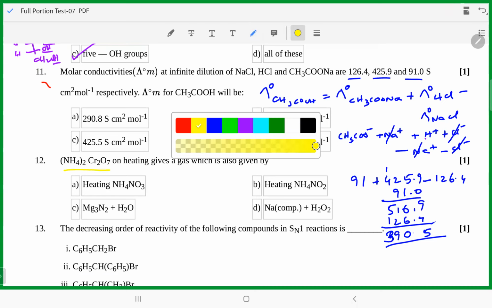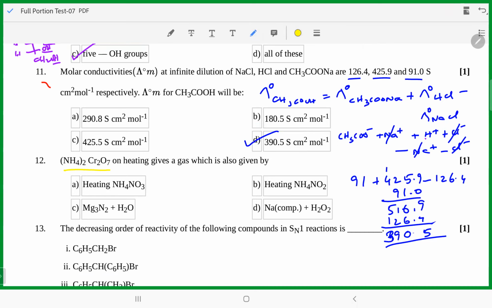Ammonium dichromate on heating gives a gas, which is also given by heating of NH4NO3, heating of NH4NO2, magnesium nitride, and then sodium compound plus hydrogen peroxide. So when you are heating (NH4)2Cr2O7, what will happen? Ammonium dichromate.